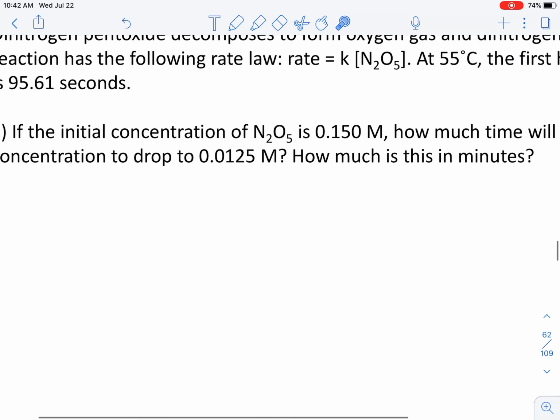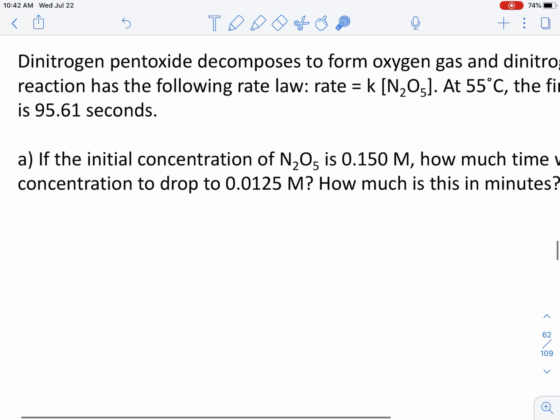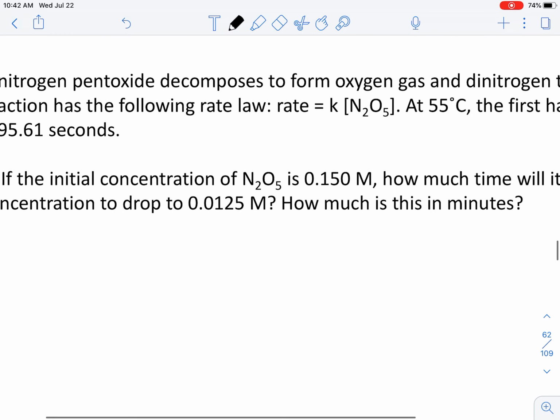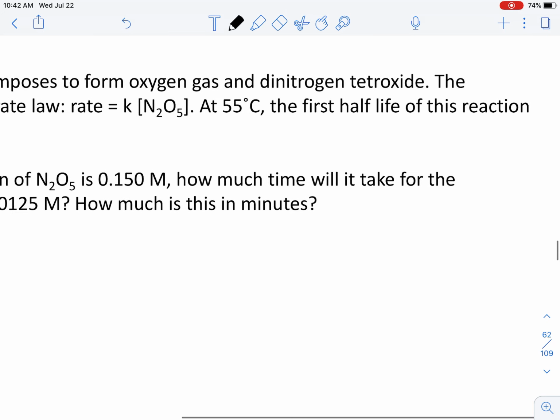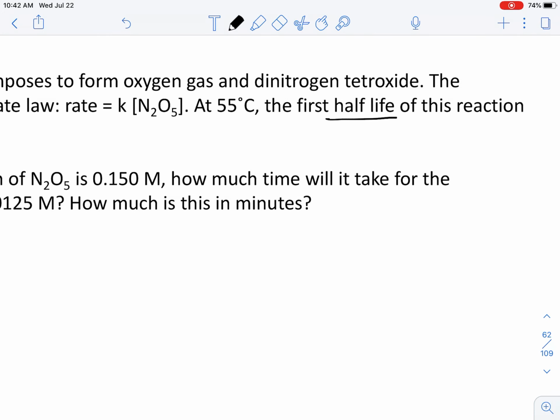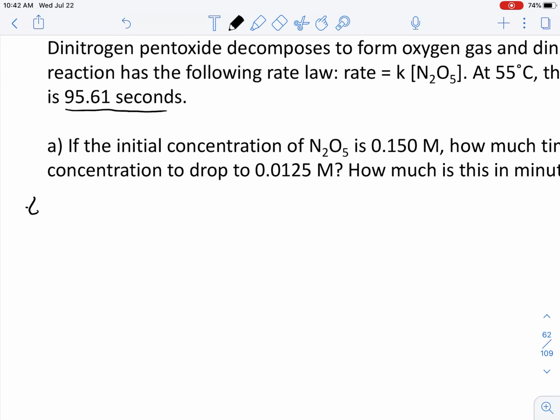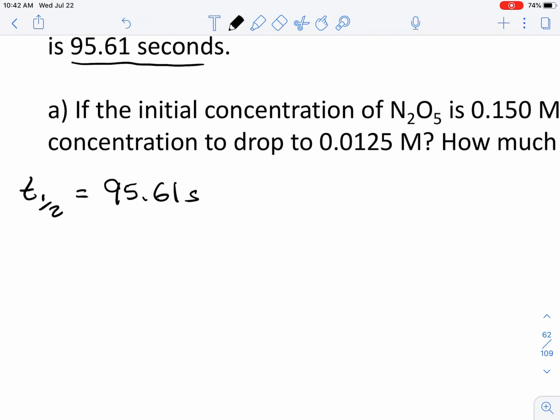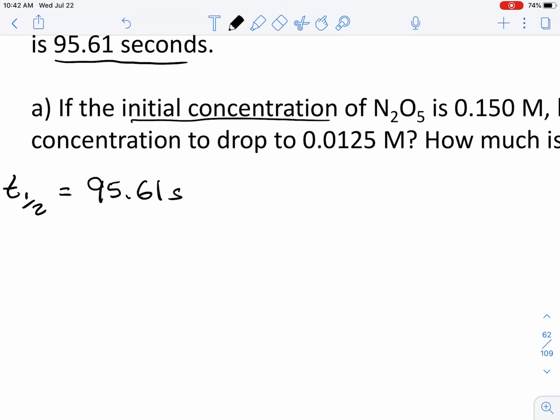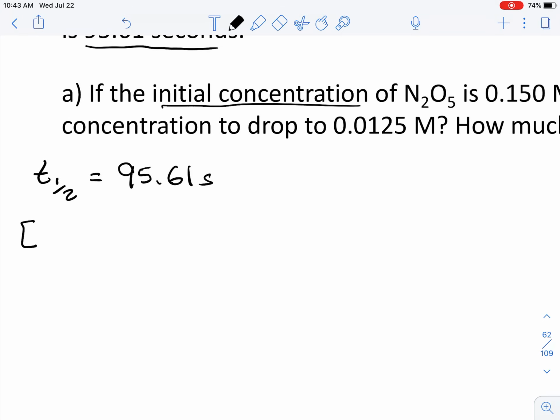All right, so the first thing that I'm going to do is list the given values. It looks like they gave us the half-life. So the half-life of this reaction is 95.61 seconds. So I'm just going to put in t1/2 is equal to 95.61 seconds. They also gave us the initial concentration. So I have N2O5 initial, which is equal to 0.150 molar.